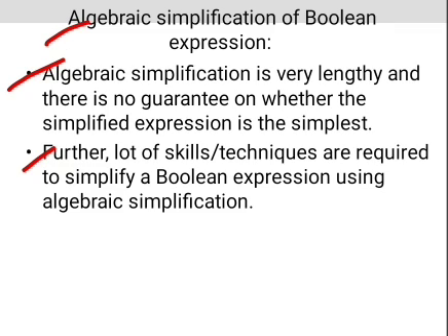But in the K-map technique, that is the second method, the K-map simplification is a very easy way of simplifying Boolean expressions. It can be easily used for simplifying Boolean expressions that contain 2, 3 and 4 variables. That means 2, 3 and 4 inputs, we can say.